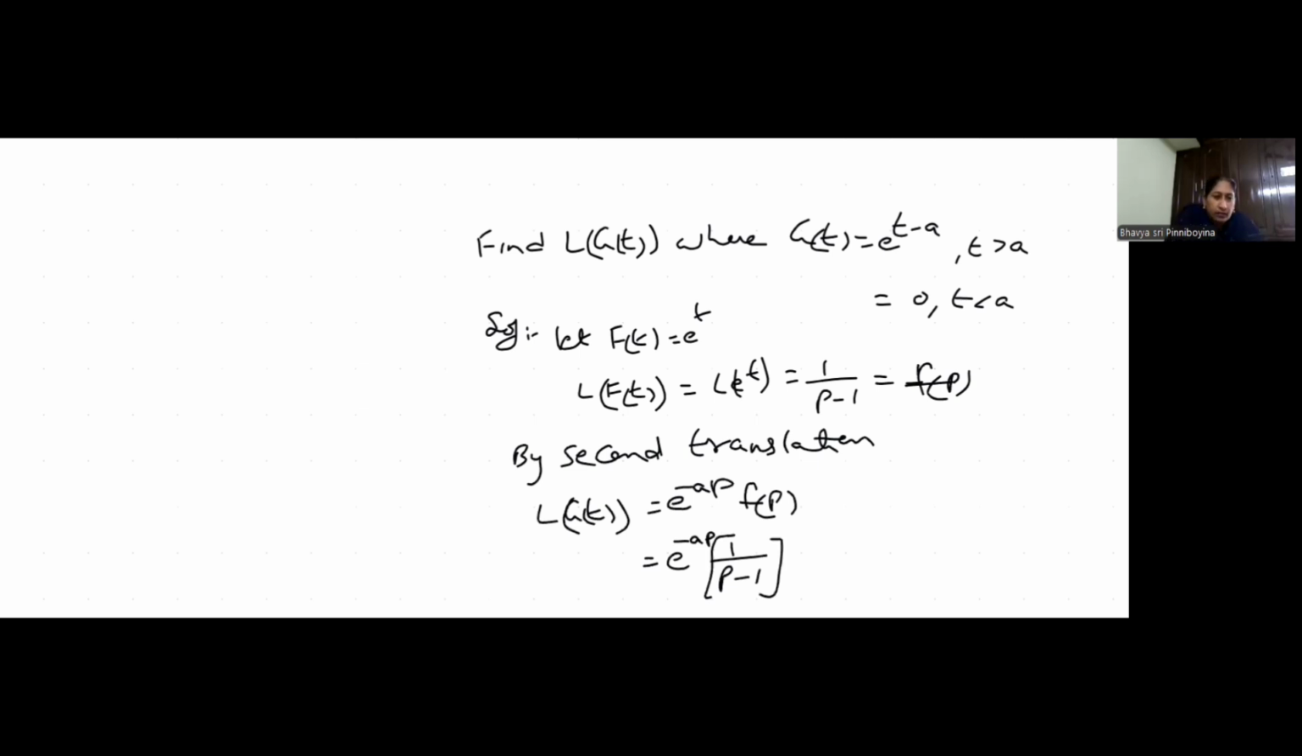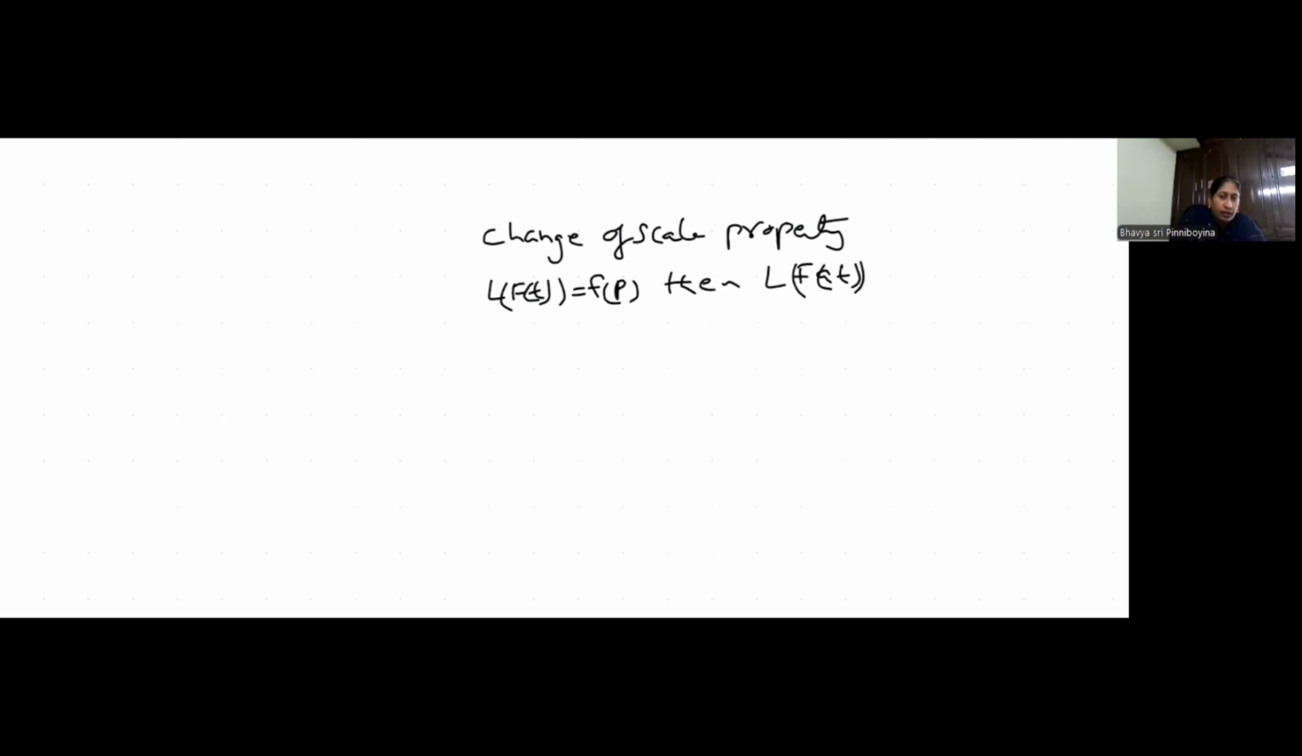Okay. Next theorem is the change of scale property. So now we are discussing another method for solving Laplace transformation, that is the change of scale property. The change of scale property is: Laplace of f of t is equal to f of p. Then Laplace of f of at is equal to 1 by a into f of p by a. Okay, we have to prove this one.